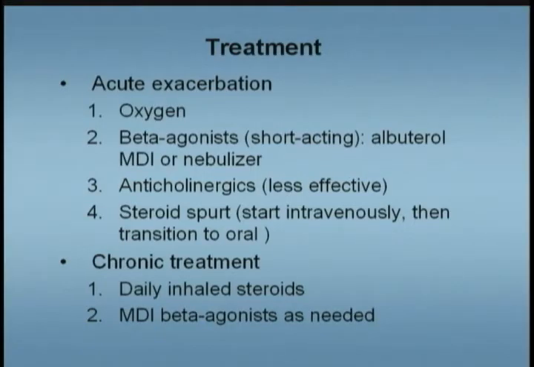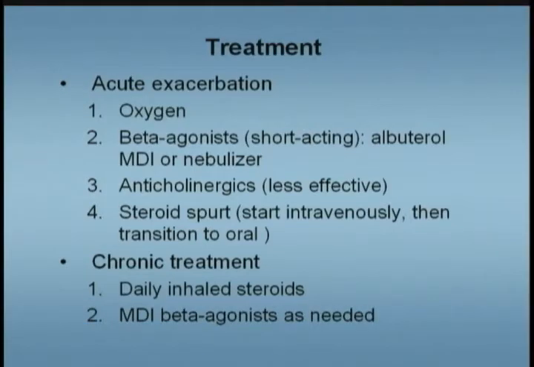So the treatment, well, what do we do? In the acute exacerbation, we already know a couple of things about our patient. We slap on the oxygen right away, right? Because every hypoxemic patient, we give the oxygen right away. And then we put the patient on beta agonists. Short-acting beta agonists, I told you, is probably the best way to reverse the bronchial constriction. Albuterol is probably the single best agent in this case.